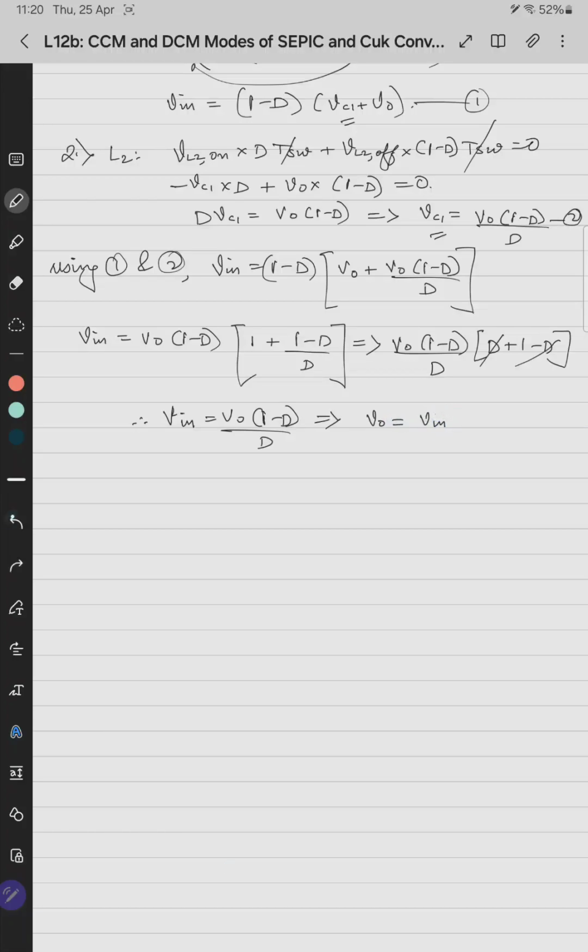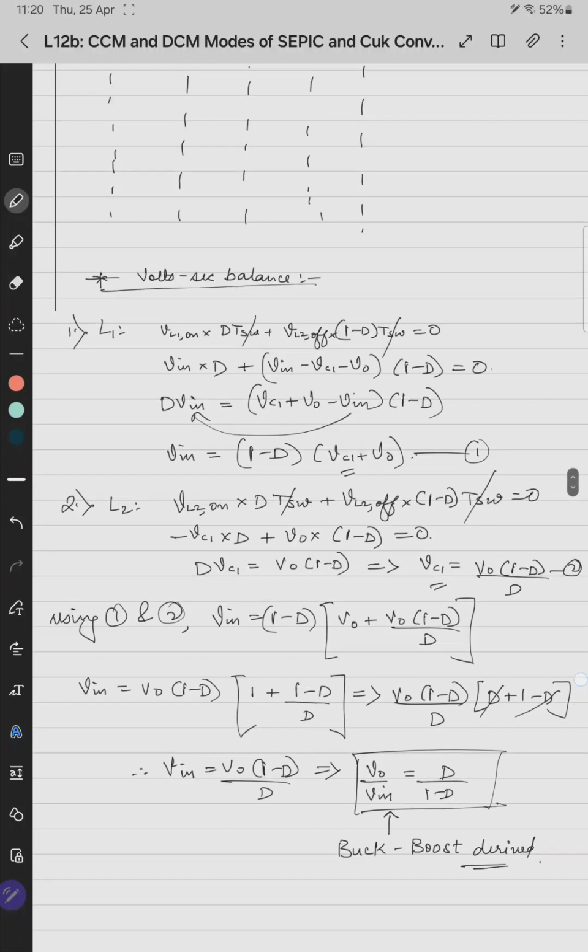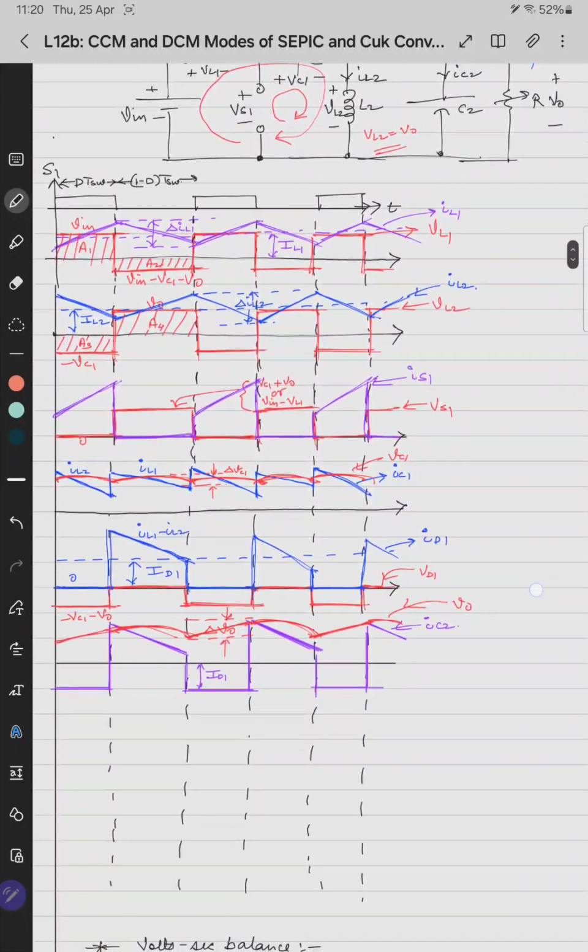Which means that V naught by V in equals to d by 1 minus t. So it's a buck-boost derived converter. So the SEPIC converter is a buck-boost derived converter.